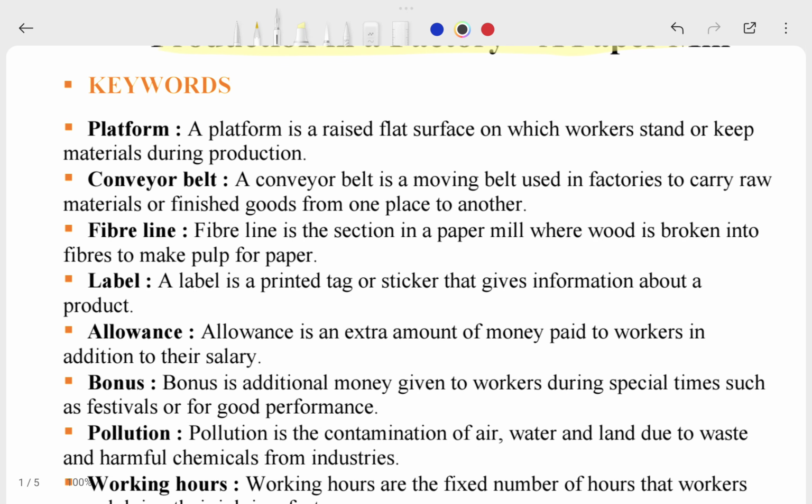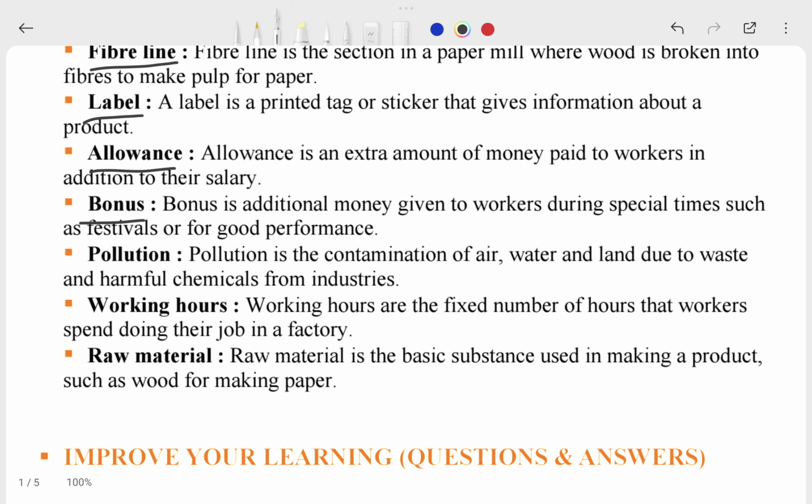So let's just start with the keywords. The first keywords are platforms, conveyor belt, fiber line, label, allowance, bonus, pollution, working hour, raw materials. So these are our keywords. And if you have a textbook, then keep your textbook with you, because whenever you get any doubt or confusion, it is going to be helpful for you.